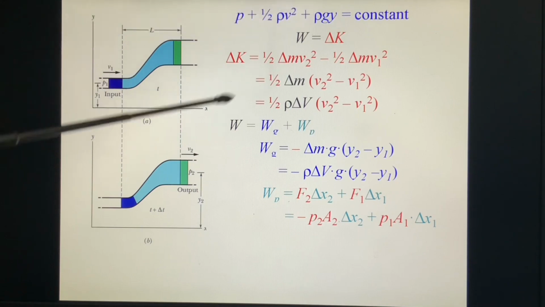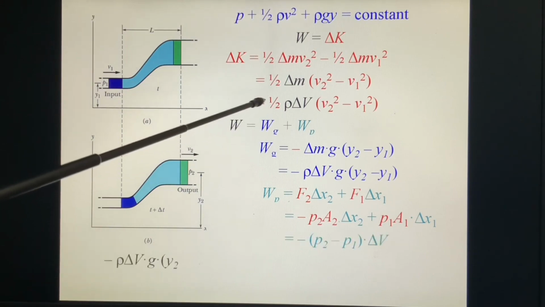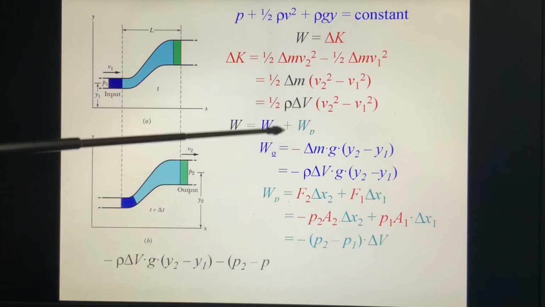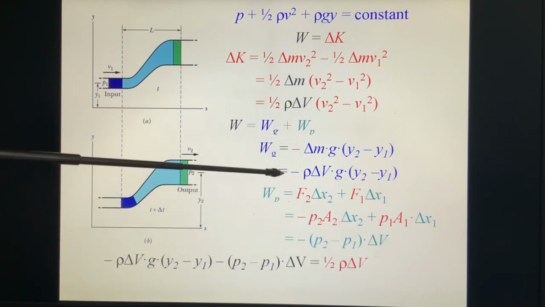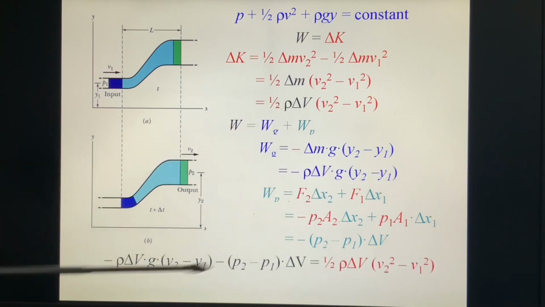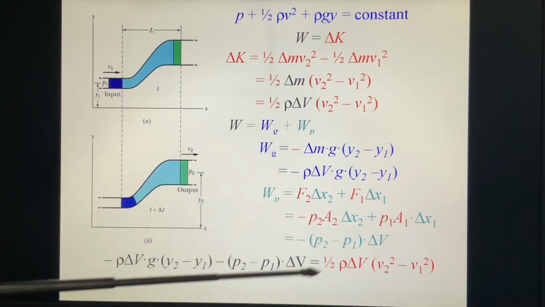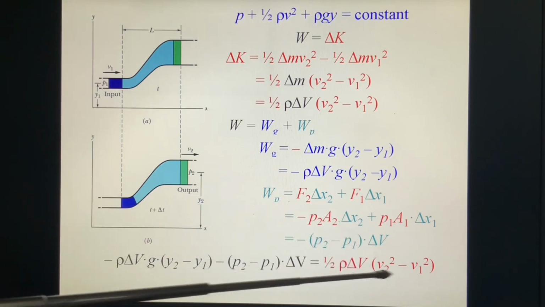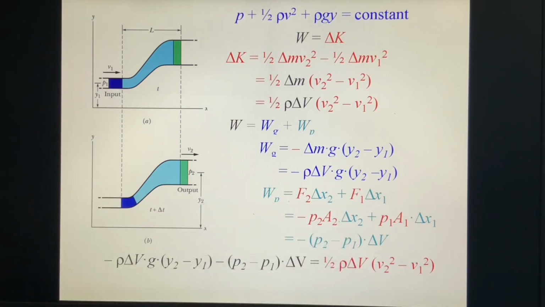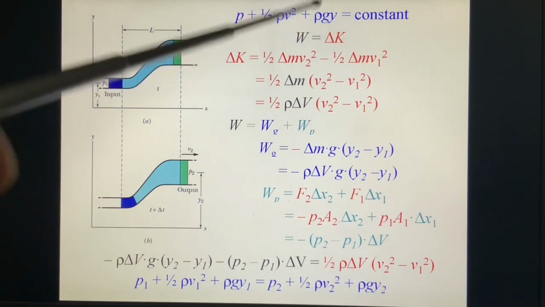Now, W equals delta K, we put them together. Okay? Put them together. Half rho delta V, rho g Y2 minus rho g Y1 plus minus P2 plus P1 delta V equals delta K, half rho delta V (V2 squared minus V1 squared). And we cancel the delta V, and we find P1 plus half rho V1 squared plus rho g Y1 equals P2 plus half rho V2 squared plus rho g Y2. That's the equation. We proved it.